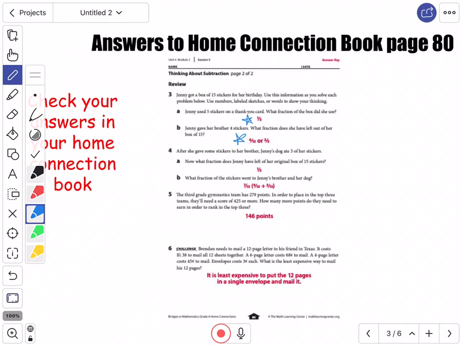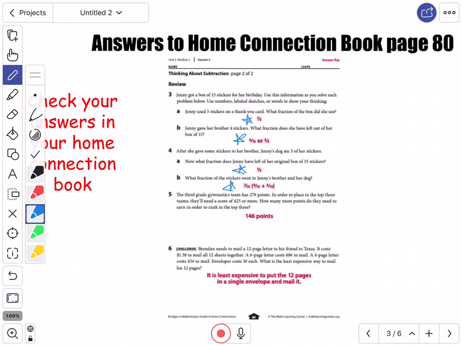Number 4. After she gave some stickers to her brother, Jenny's dog ate 3 of her stickers. A, now what fraction does Jenny have left of her original box of 15 stickers? She has 1/5 left. B, what fraction of the stickers went to Jenny's brother and her dog? 7/15, because 4/15 plus 3/15 equals 7/15.